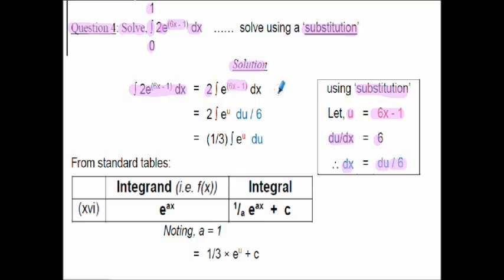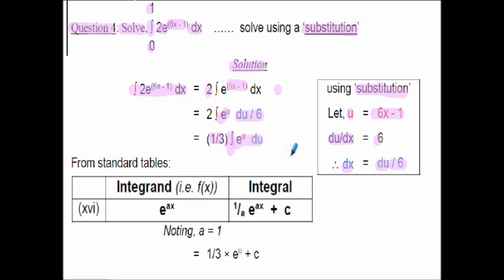I now substitute my u terms into this equation and simplify, so now I have e to the u instead of e to the 6x minus 1, and that's integrated with respect to du divided by 6. On the next line I simply tidied up the constants. So I've got 2 on the top line and 6 on the bottom line, so taking the 1 upon 6 outside of the integral sign, that gives me 2 upon 6, which cancels to 1 upon 3 multiplied by the integral of e to the u du.